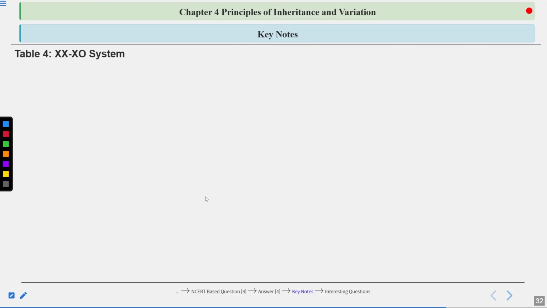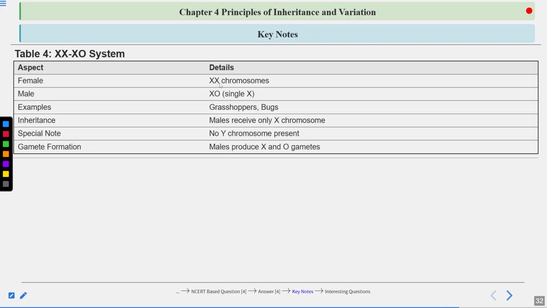We talked about XX and XO system also. Again, females have XX chromosomes, males have a single X chromosome only. Examples are grasshopper and bugs. Inheritance: male receives only X chromosome. So males have only one X chromosome.